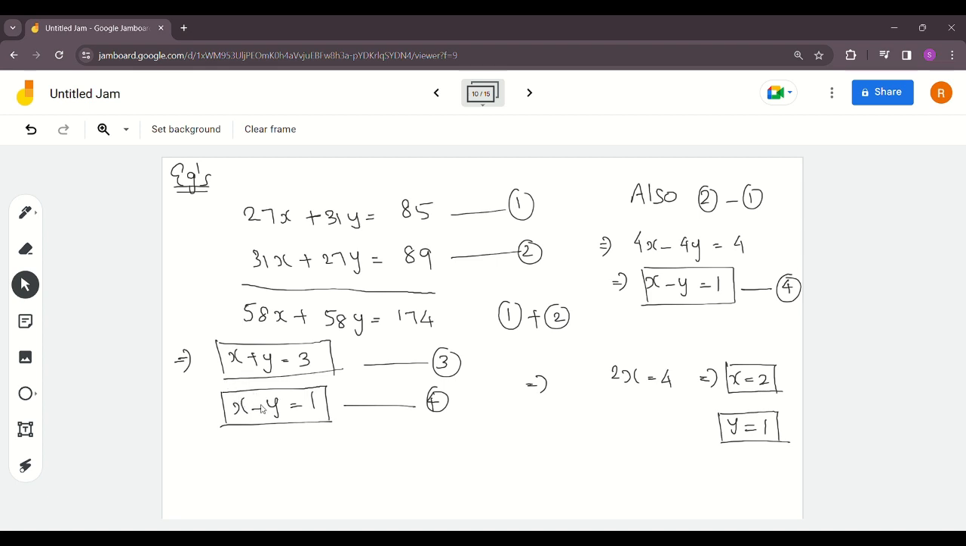I can solve it even in the mind now. I can just add: 2x becomes 4, x is 2, substitute it here, and you get y is 1. x is equal to 2, y is equal to 1 is my final answer.